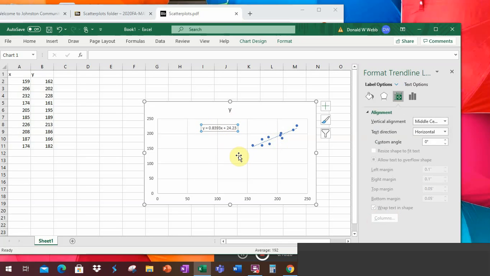This is a mathematical model that's built through statistical methods that says, give me the X value and I will predict what the Y value is. Here's the X value and then I'll do the Y.